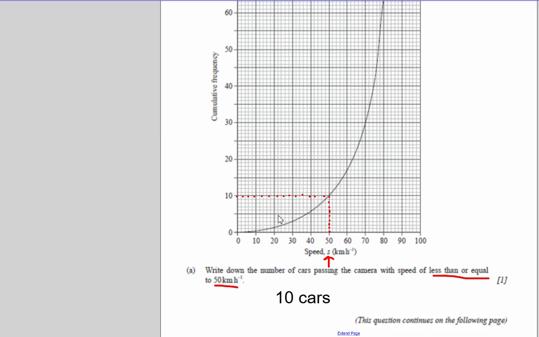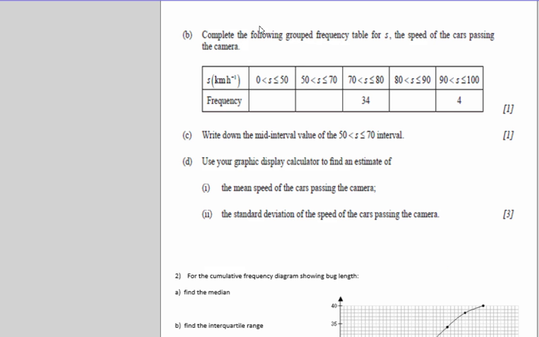Now let's go into the next page, flip over. B, complete the following grouped frequency table for speed. The speed of the car passing the camera. I've noticed this kind of question has popped up on quite a few math studies exams in the past few years. So that's why I've included that one in here, because we didn't used to get questions like this, but now you do seem to get them almost every year.